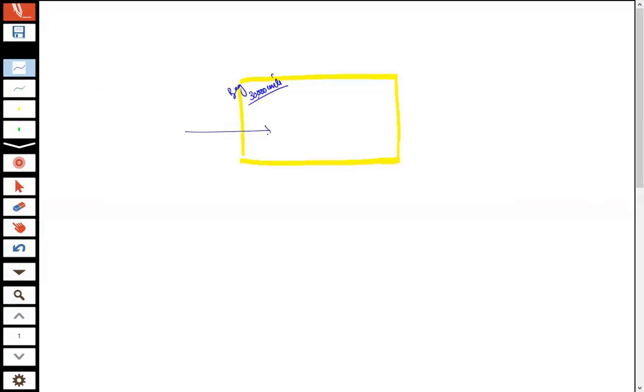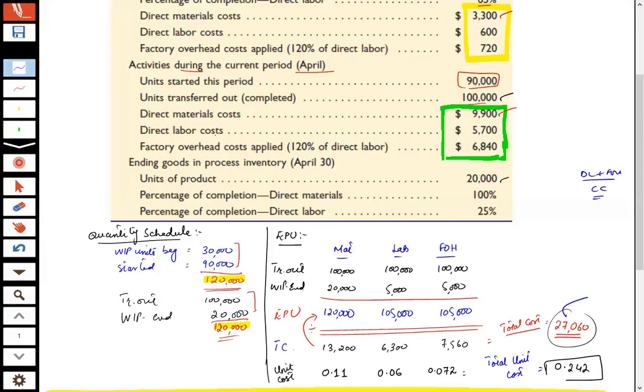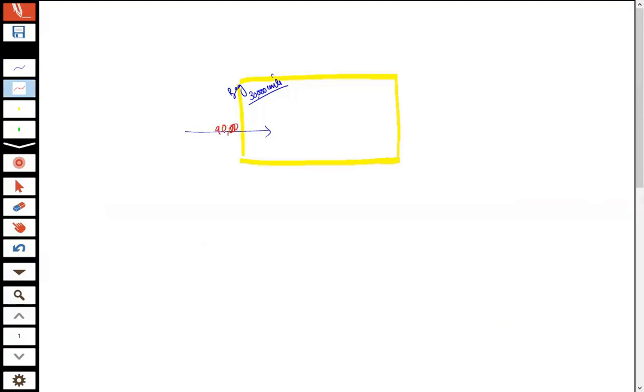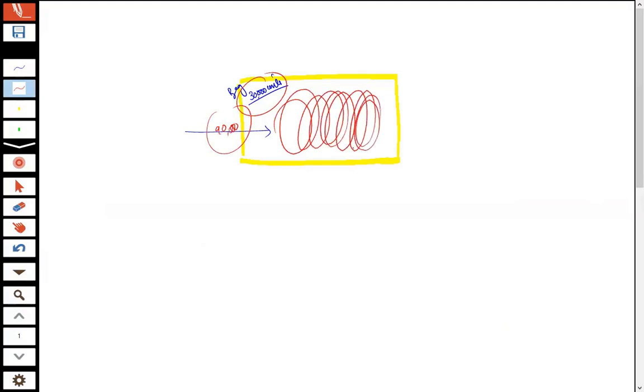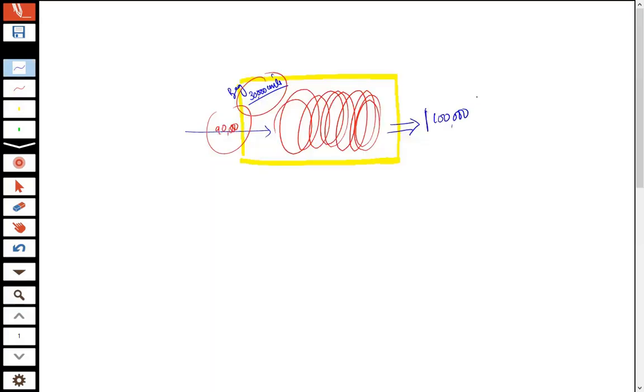And now we injected the fresh units of about 90,000 units. Then these two units started and the production was carried out. And from these units, the final product of 100,000 was transferred to finished goods. Is this the idea? This is the idea in the previous question what we did. Getting it? Any problem?